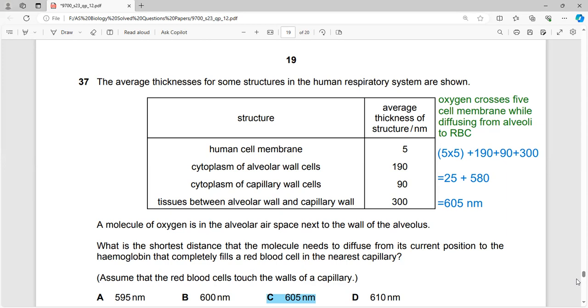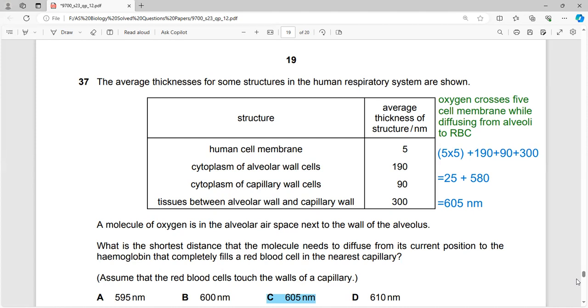For example, this oxygen will first enter the alveolar cell membrane, and then it will go out of the alveolar cell. Once again, it will enter the capillary cell membrane, and then it will go out from the capillary cell. These are 4. And then it will enter into the red blood cell. This is 5. So it has to cross 5 cell surface membranes.